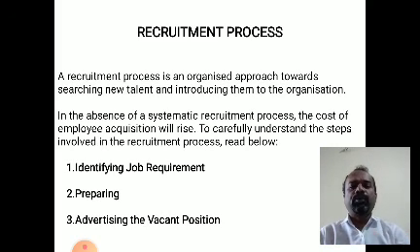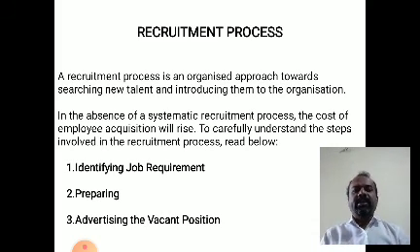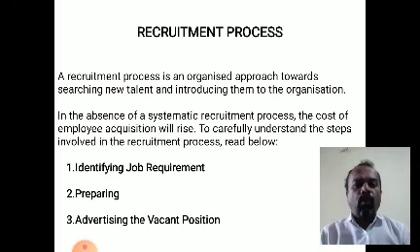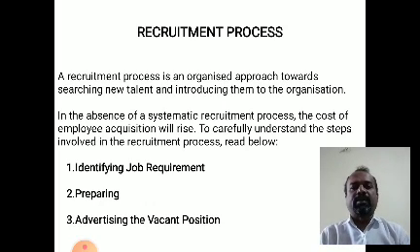Here I want to discuss elaborately, point-wise, which steps are to be considered very seriously in recruitment by an organization or company, either in the public sector or in the private sector. Let's see one by one.